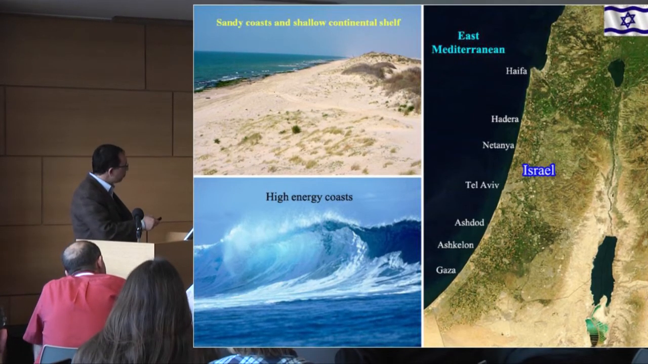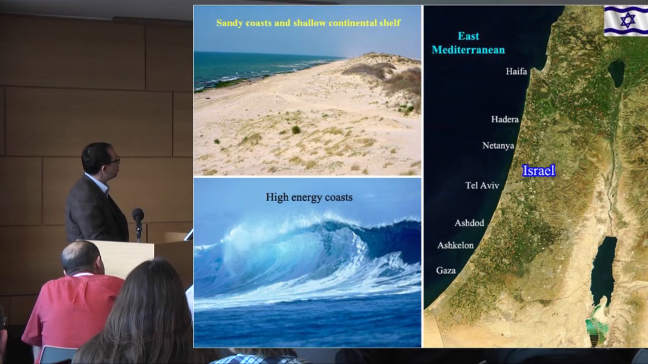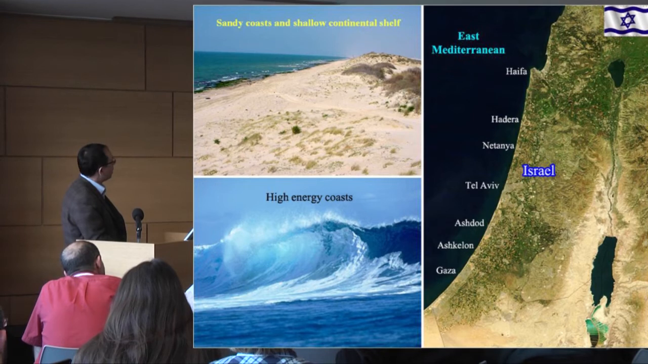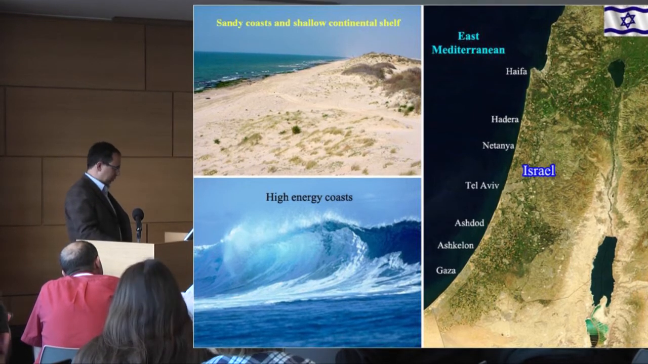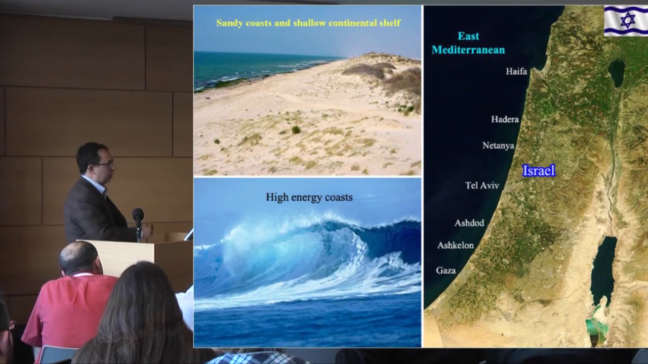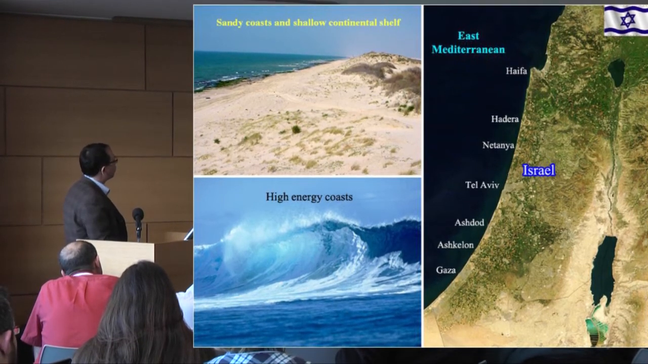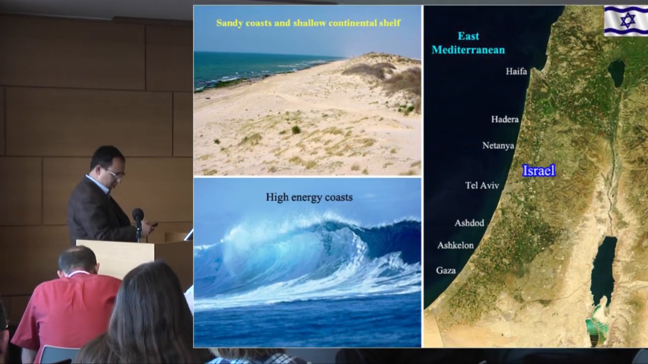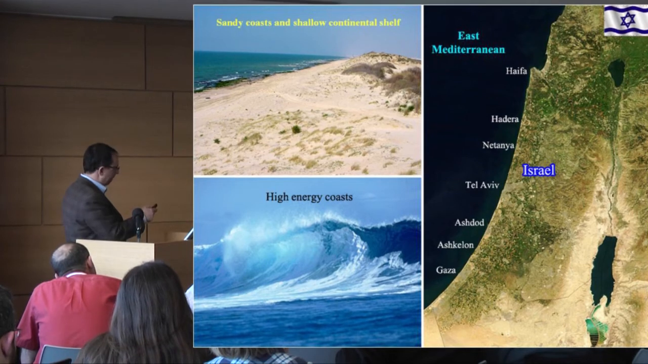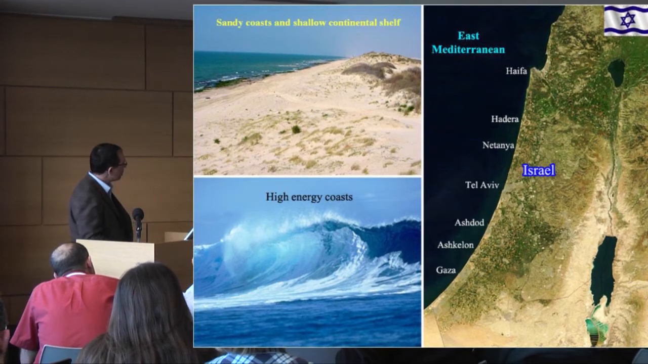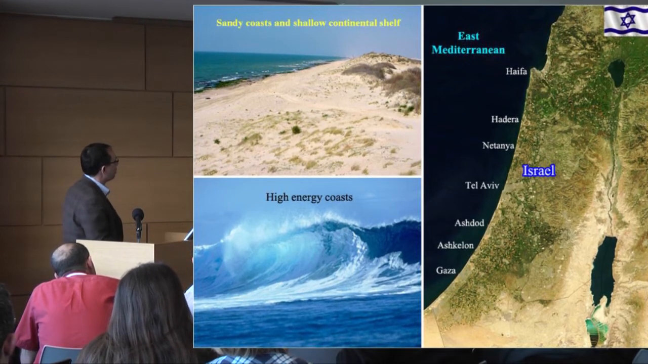So the Israeli coast, familiar to you, is about 190 kilometers from the Gaza Strip towards Rosh Hanikra. Two main characteristics. One, the coast and the shelf are very shallow and smooth. And it's a high energy coast. It means we have strong waves and currents that move the sand along the coast.